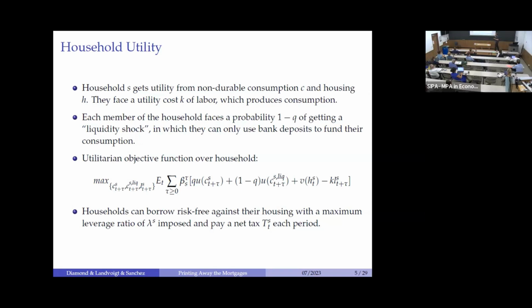And then to make the housing market matter, the household is going to own housing, and they're going to have a maximum leverage ratio, so a minimum down payment on their mortgage. And the last thing is that there's going to be taxes or transfers, and that's going to allow us to study fiscal policy. So the main things we need are liquidity shocks, borrowing against your housing, and then taxes or transfers. Beyond that, it's just a standard consumption utility maximization problem.